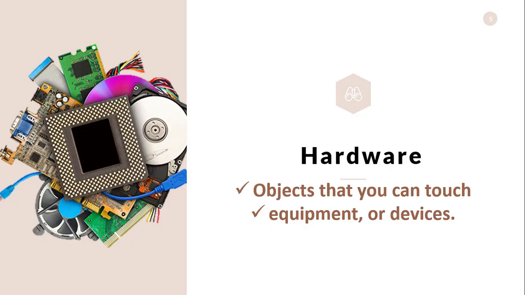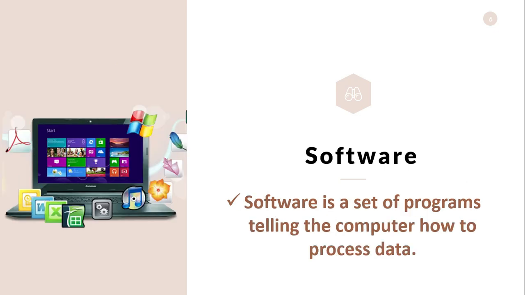Hardware. Hardware refers to objects that you can touch like disk drives, display screens, keyboards, printers, boards and chips, or we can refer to hardware as equipment or devices. Software. Software is a set of programs, which are step-by-step instructions telling the computer how to process data.